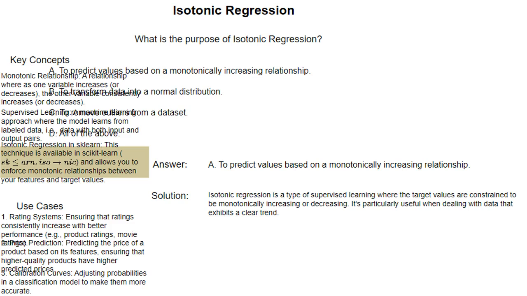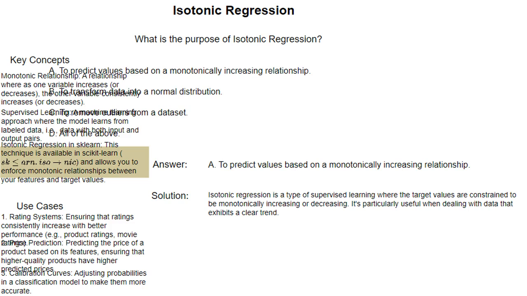Rating systems: ensuring that ratings consistently increase with better performance, e.g., product ratings, movie ratings. Imagine a website where users rate movies. We would want the ratings to be consistent with the quality of the movie. Isotonic regression could be used to ensure that if a movie has a higher average rating, its predicted rating is also higher.